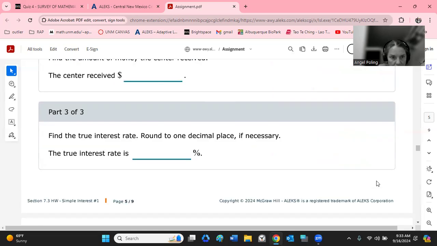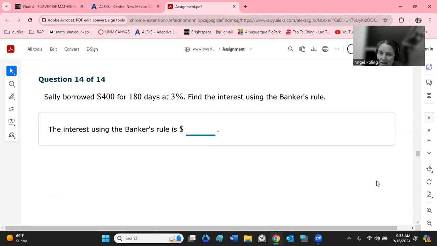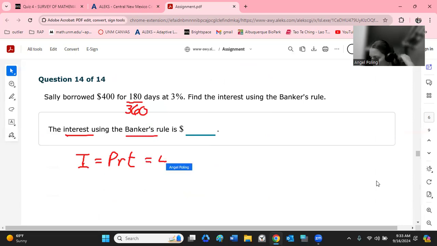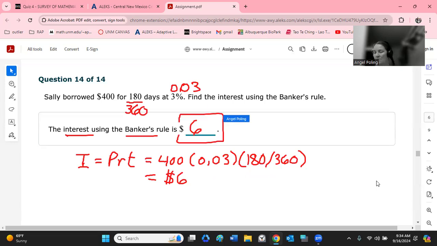Okay, last problem. You're almost there, and it's banker's rule again. So we just have to remind ourselves to use the 180 divided by 360. So I equals PRT. He's asking us about interest with the banker's rule. That is 400 times 0.03 for your interest rate. And then your time is 180 divided by 360, which is actually half, right? I put it in a couple times because this amount seemed really low to me, but it's the answer. But I mean, $6 on $400, that's okay, right? I would do it.